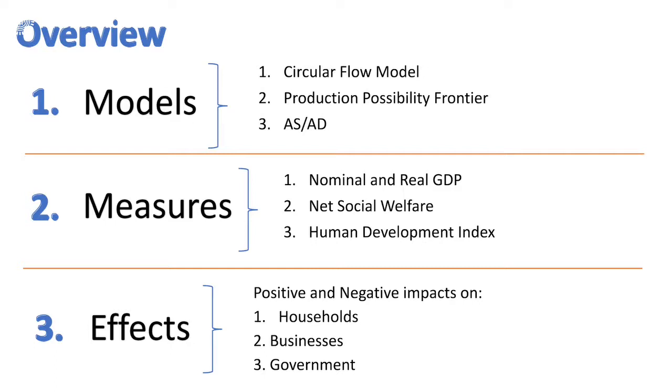The second measure that we learned about was net social welfare. Remember that was about economic and non-economic aspects, so the quality of life. And then number 3 was the Human Development Index, which was used in regards to life expectancy and education, and that's used to compare different countries.